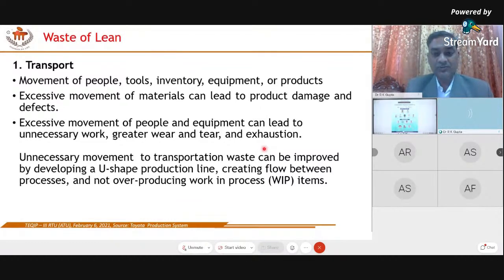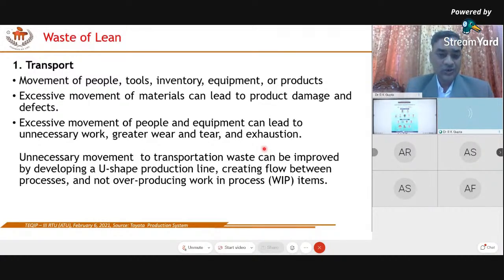Excessive movement of material can lead to product damage and defects. If your material is moving from one machine to another machine, that may lead to defects. Excessive movement of people and equipment can lead to unnecessary work, greater wear and tear, and exhaustion. So this unnecessary movement can be reduced by improving the layout, for example the U-shaped production line or creating flow processes, and not overproducing work in process items.